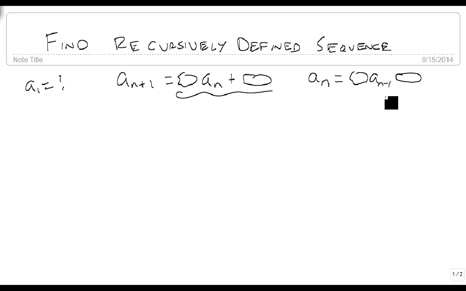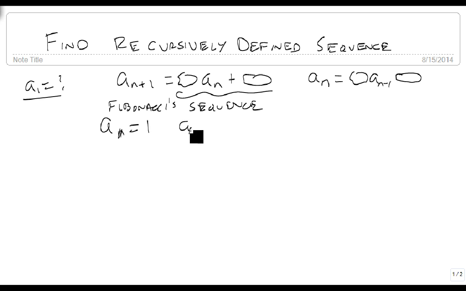And it's also possible that we have multiple previous entries. If we do, we just have to make sure we provide enough base cases that we can build right off of the get-go. The most famous example is Fibonacci's sequence, which starts by saying that a_1 is 1, and a_2 is also 1, and a_n is equal to a_(n-2) plus a_(n-1).